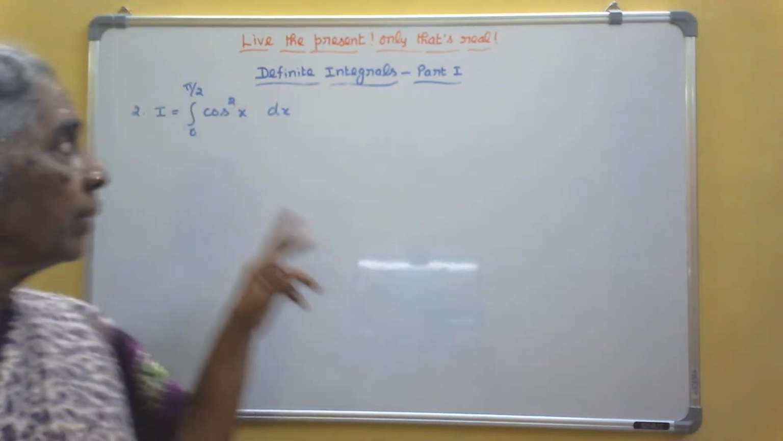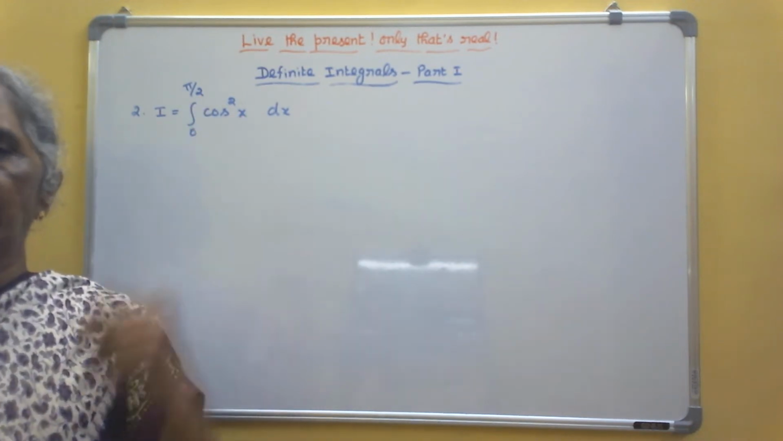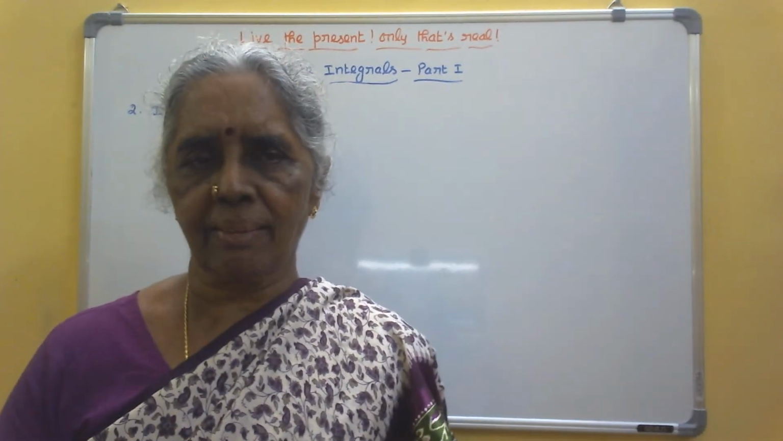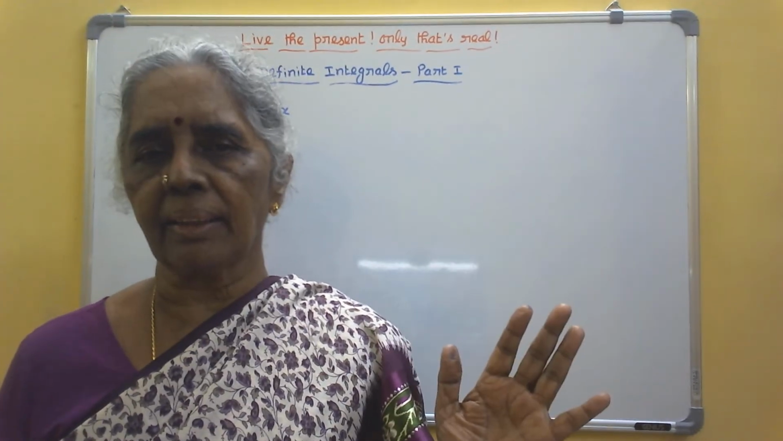I is equal to integral 0 to pi by 2 cos squared x dx. Hope you remember how to integrate cos squared x that you have learned in indefinite integrals.